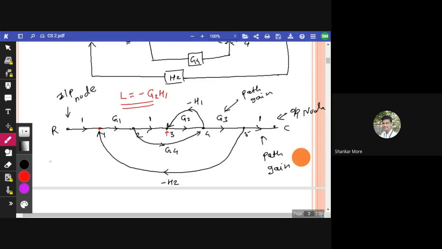It is a loop. Okay, so L2 can be written as minus G1, G2, G3, and 2H2. So this is a loop, isn't it? Now, is there any other loop? Can you name the loop?